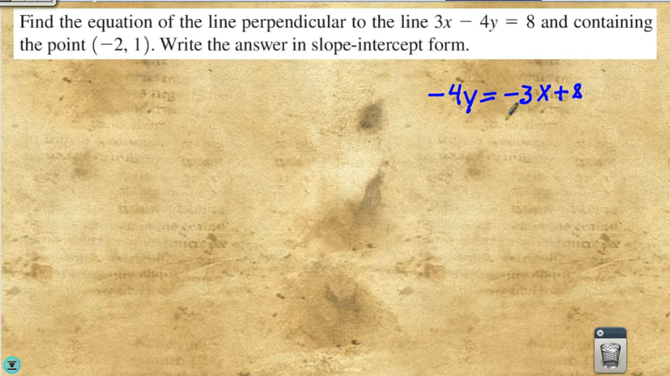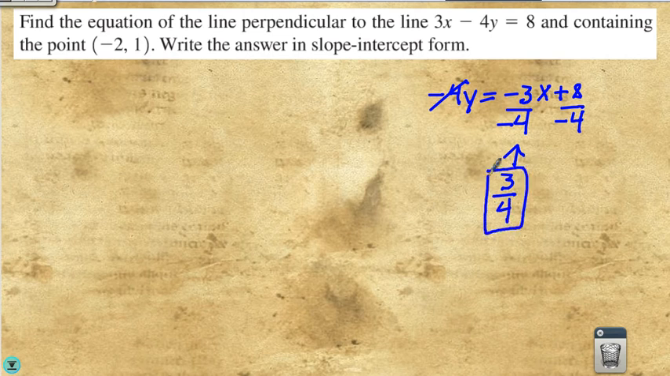When you divide by -4, there's your slope right there. Some of you will be able to do it in your head. That's fine. So my slope, that's all I need from this first problem. I'm looking for the line perpendicular to this line. This line has a slope of 3/4. Everybody sees that.